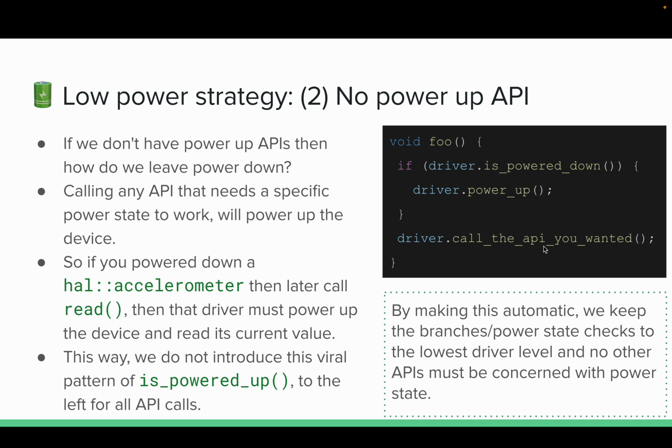So in order to eliminate all of these checks, effectively what we want to do by making this automatic is keep the branches and power state checks to the lowest driver level, and no other API must be concerned with power state. So all other code operates normally, and only the driver that actually understands how to interact with the device will ever have to think: do I need to do some setup time, wait a little bit, turn this thing back on, and then execute?